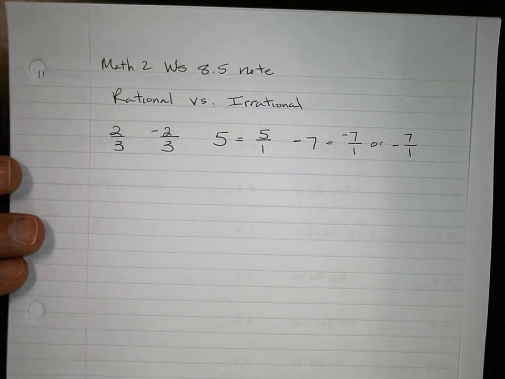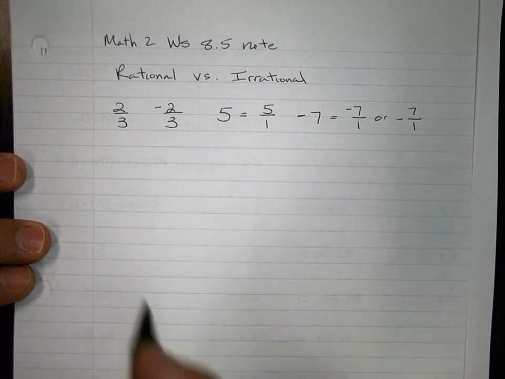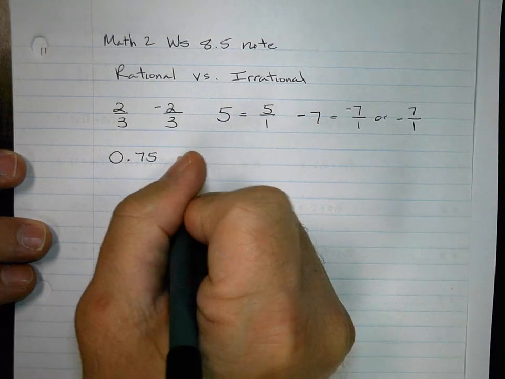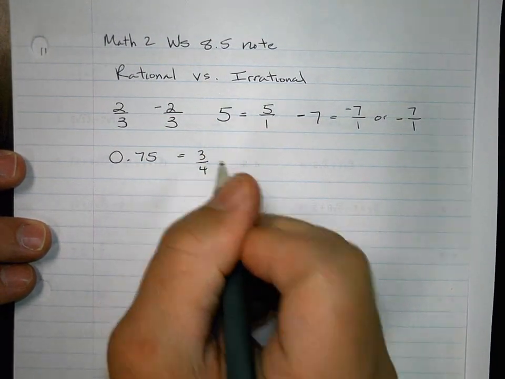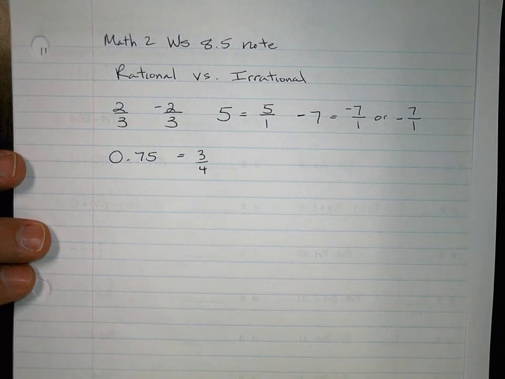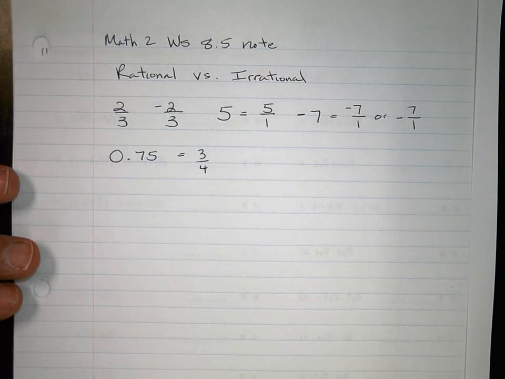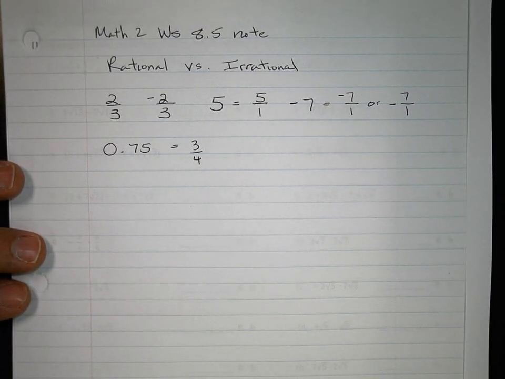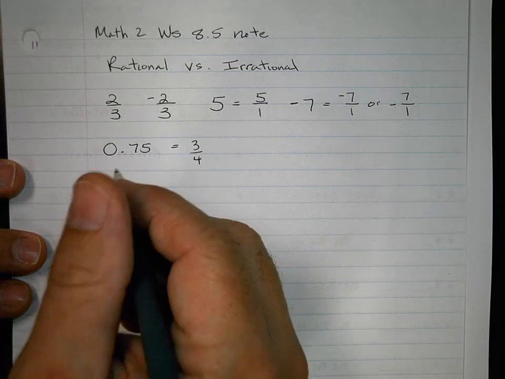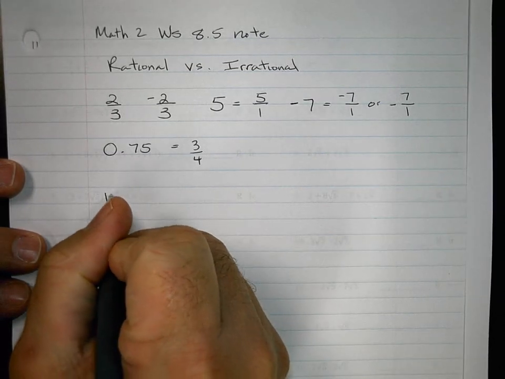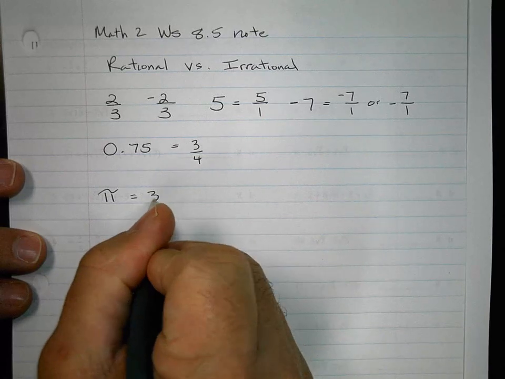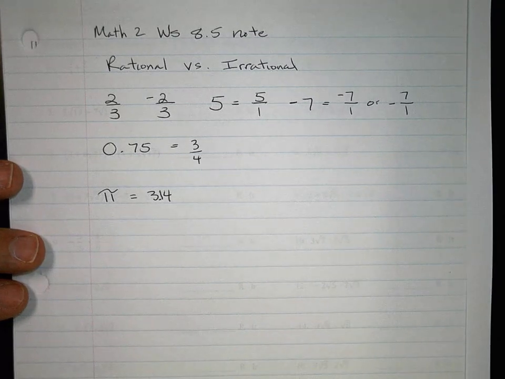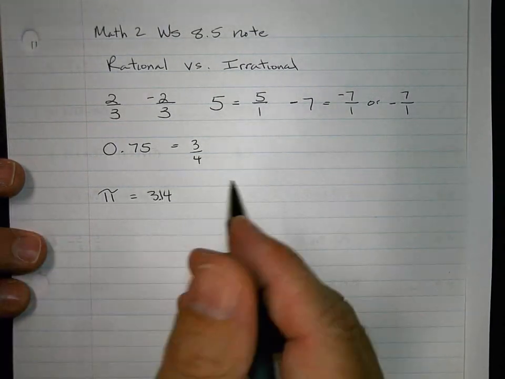Several decimals are also rational numbers because we could take 0.75 and rewrite it as 3/4, which is a rational number. The decimals that are not rational numbers are decimals that never repeat and never end. So if we take, you remember, the number pi is 3.14, and then it goes on forever and ever, and it never repeats and never ends. So that is an irrational number.